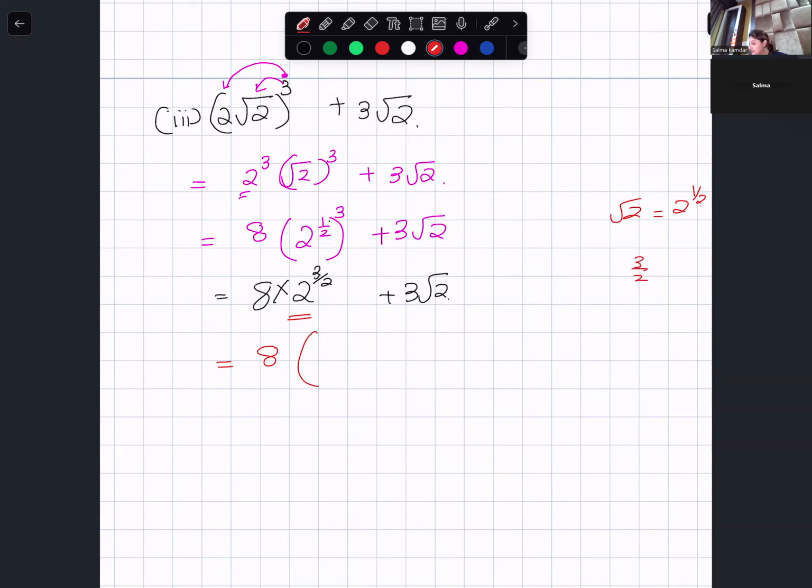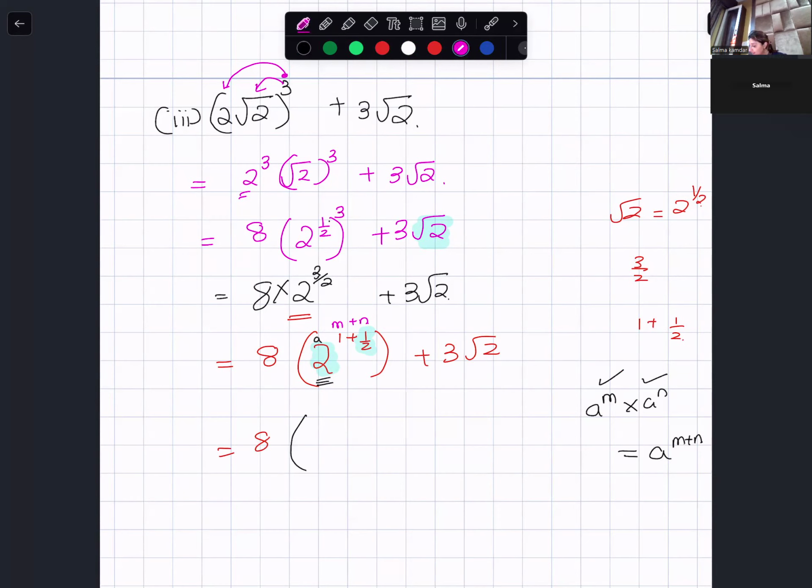And 3 by 2 is nothing but 1 plus half. So it becomes 3 by 2. So I will write 2 raised to 1 plus half, plus 3 root 2. The whole idea is to get a root 2. So I need 2 raised to half. Now I know a raised to m into a raised to n is equal to a raised to m plus n. So I can write this in the form of a raised to m into a raised to n.